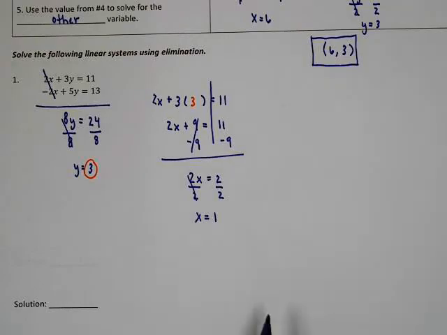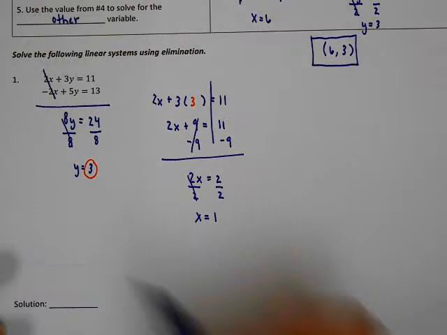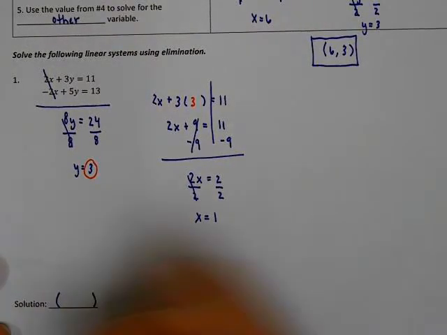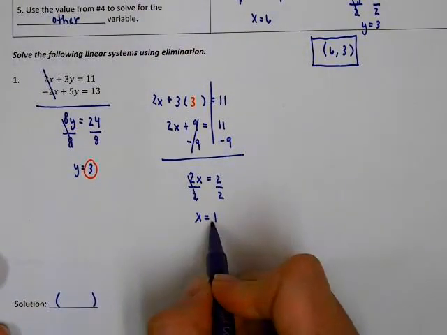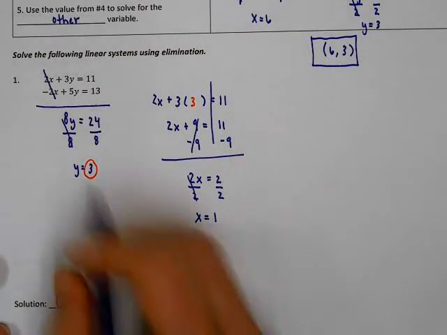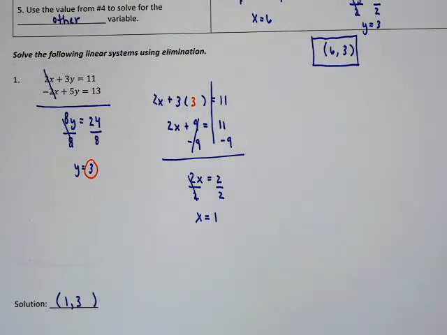So now we just have to be careful about our ordered pair here. We know ordered pairs are x comma y. My x was 1, so that has to go first, and then 3.